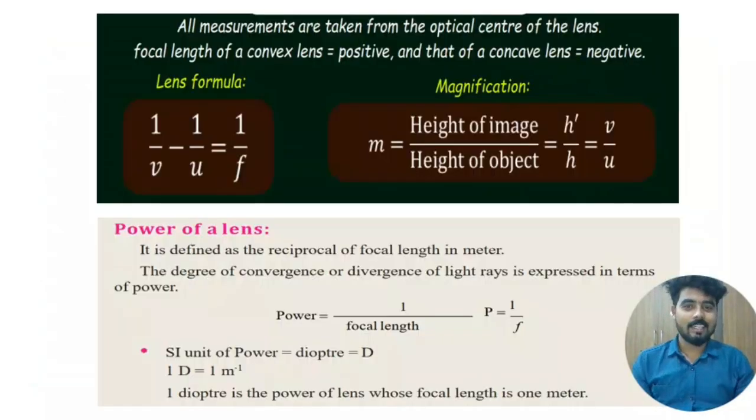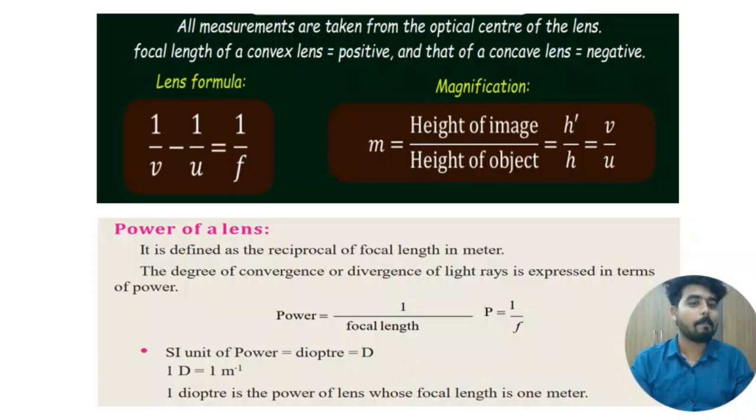The next topic is mirror formula, as well as lens formula. What's the mirror formula first? Mirror formula is 1 by f is equal to 1 by v plus 1 by u. For the lens, instead of plus, we are going to use minus. Why are we using minus? What is the focal length of a concave mirror? Focal length of a concave mirror is negative. Focal length of a convex mirror is positive.